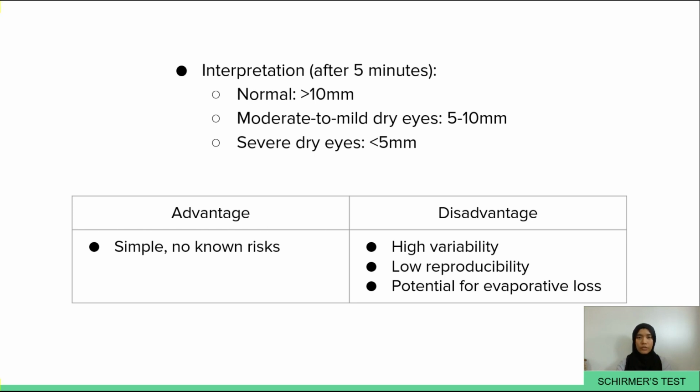As for the advantages of the Schirmer test, it is simple and there is no known risk. However, the disadvantages are that it has high variability, low reproducibility, and it has potential for evaporative loss.